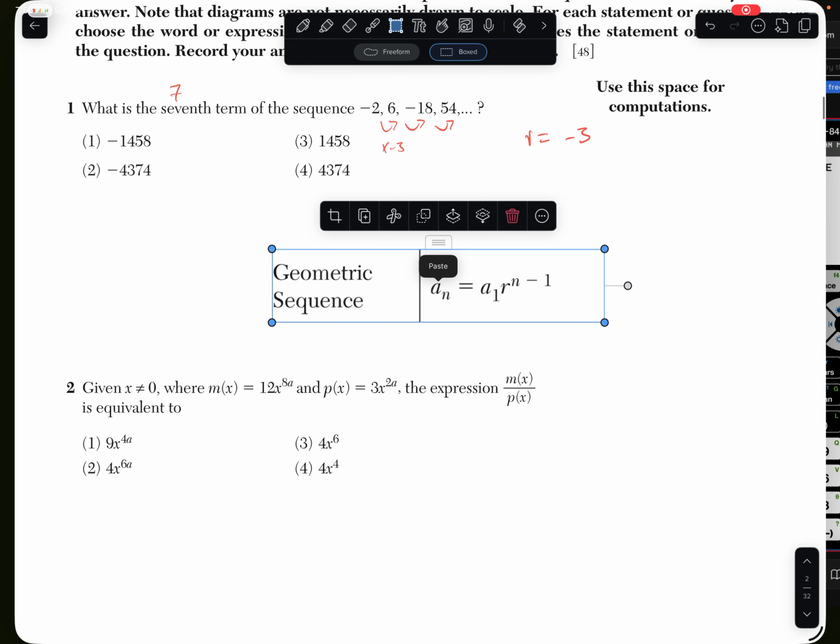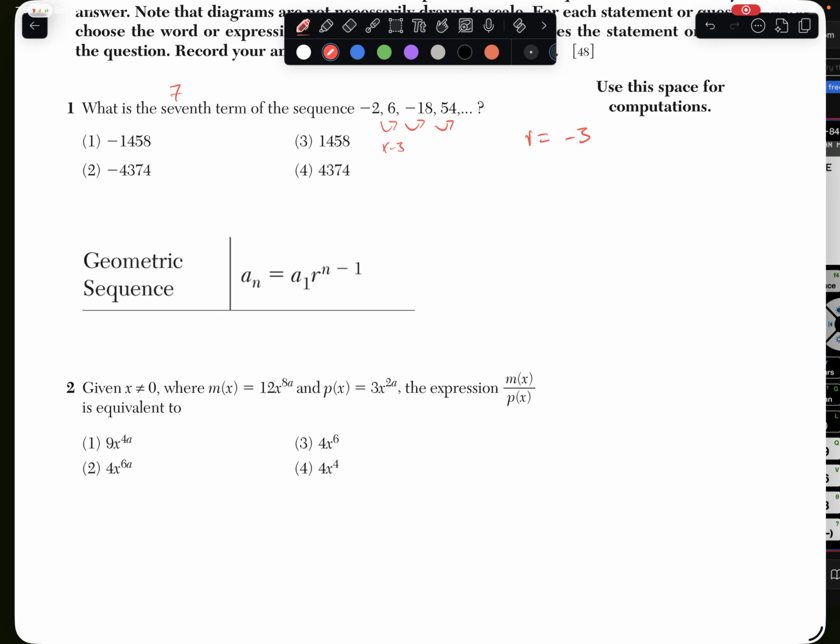Right here. So we have a sub n is equal to the first term times r to the n minus 1. So a sub n for our question is -2 times the ratio, which is -3, to the n minus 1. And we want to find a sub 7. So that means -2 times -3 to the 7 minus 1. I would just plug it into the calculator because these are quite large numbers. -2, -3, 7 minus 1, and I get -1458. So the answer is choice 1.